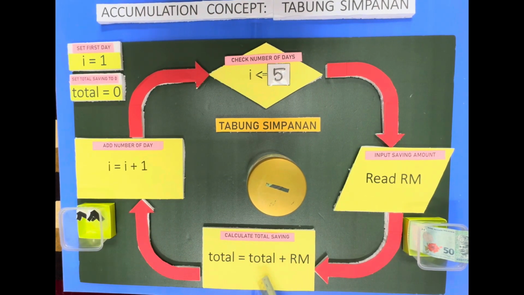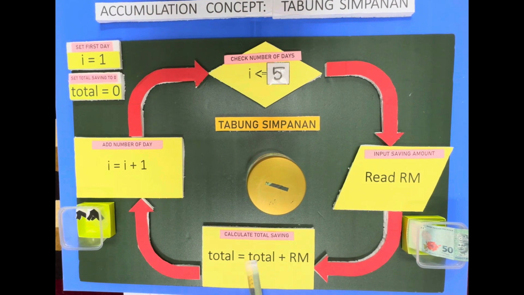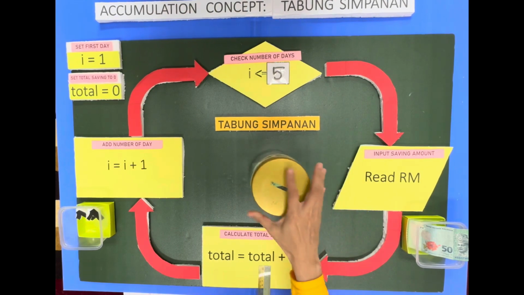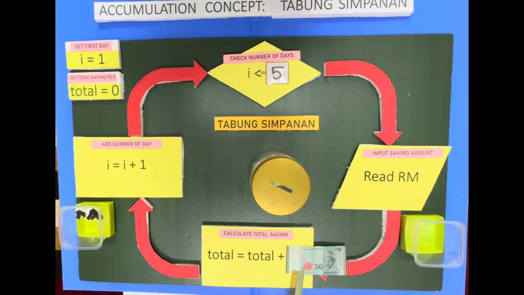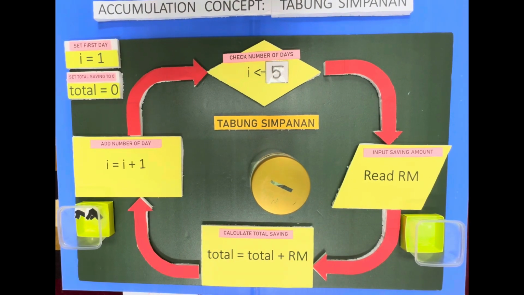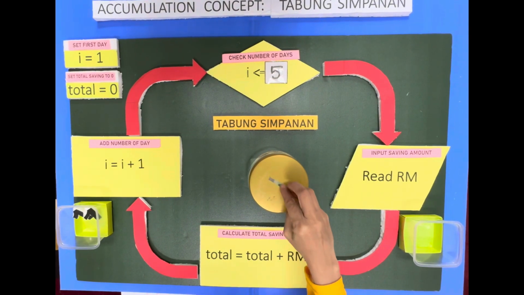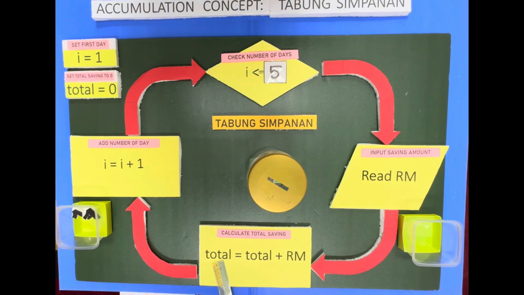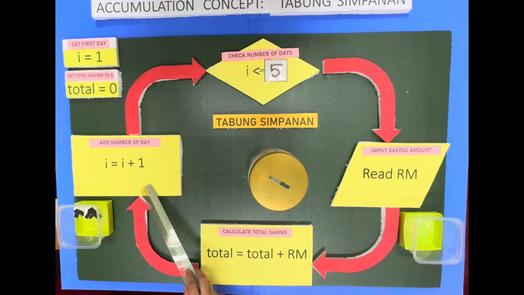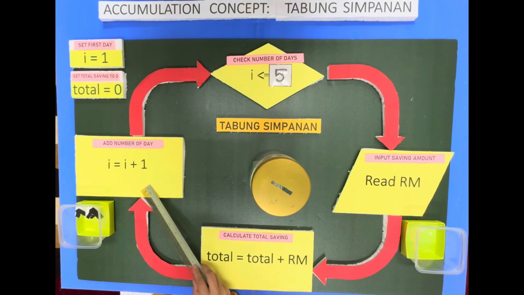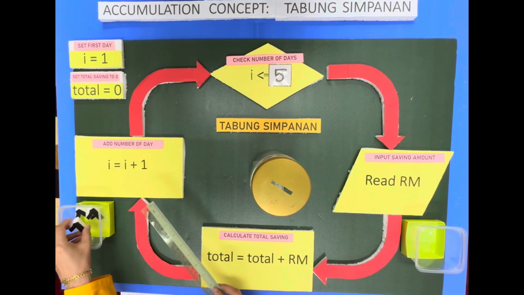And then we go to accumulate, to calculate the total saving. Now our total, we have 5 ringgit inside the tabung, and then we add our saving RM 50 ringgit. We put it inside the tabung. So our total will be 55 ringgit. Next step, we repeat and add another day. So this is our second day, and we add one more day, so it will be 3.